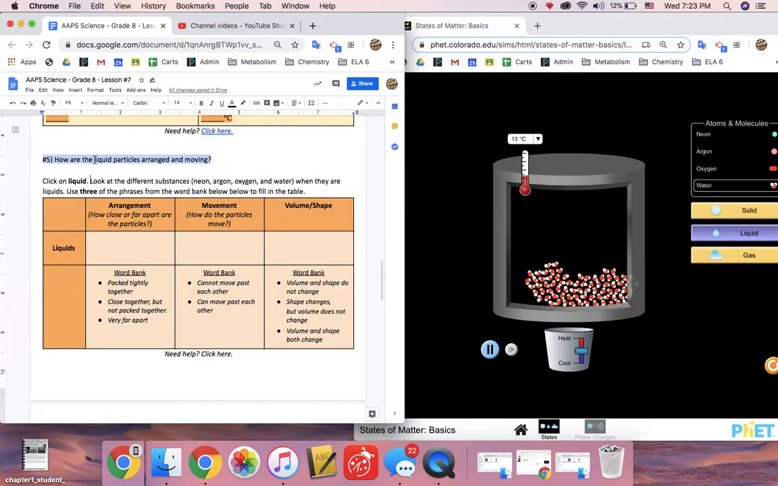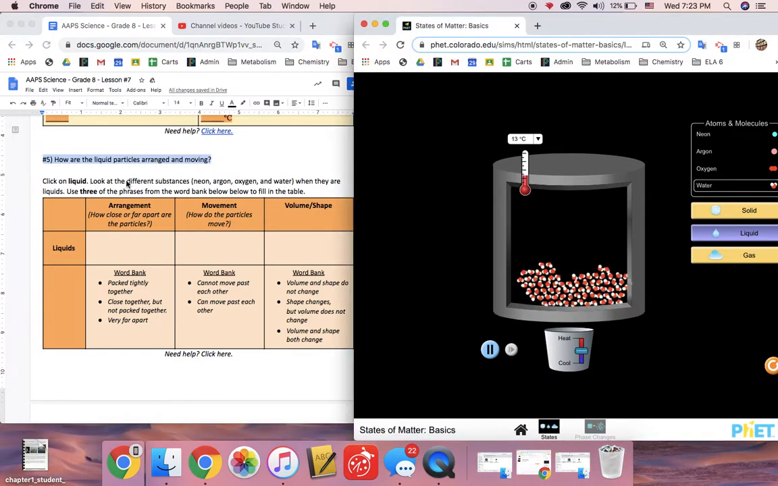Question number 5. How are the liquid particles arranged and moving? Click on liquid. Look at the different substances, neon, argon, oxygen, and water, when they're liquids. So I'm going to look at neon, argon, oxygen, and water.